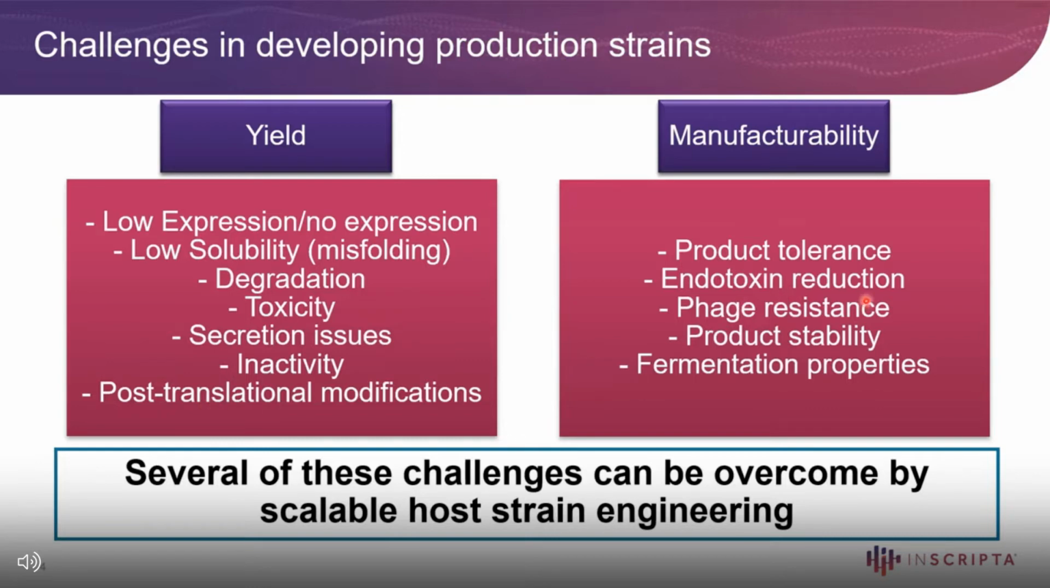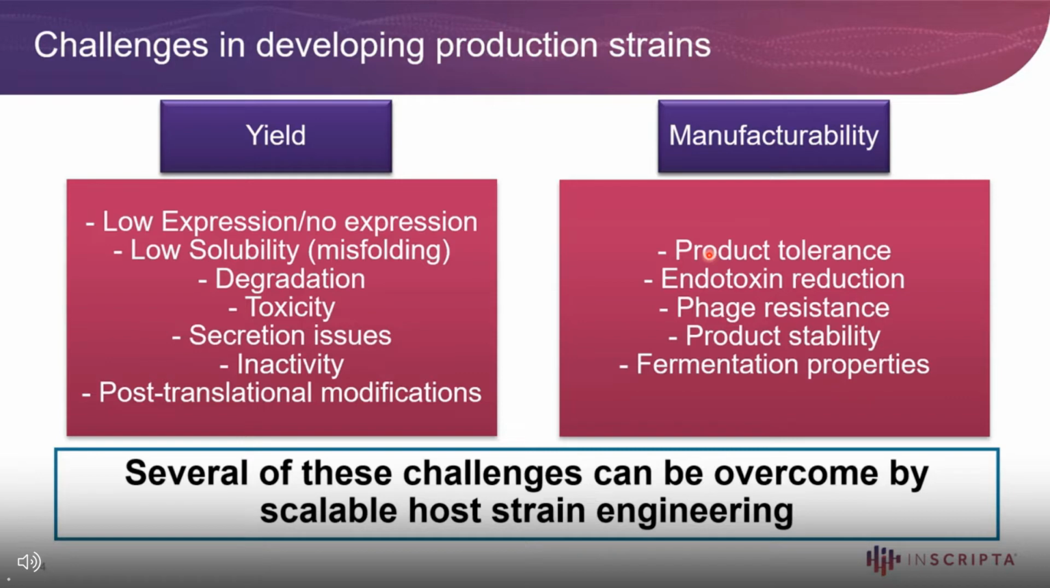On the other side, you have things that are related more towards manufacturability. Yield is important, but it's not everything for manufacturing. You have to have a production strain that is tolerant to the product, whether it be some sort of enzyme or a small molecule. If you're working with bacteria, you care about endotoxin levels in that final product. This is particularly important in the biopharma space or in the food area, so you might want to develop strains that have lower endotoxin levels. Again, for bacteria, phage resistance, so phage contamination can be a huge problem that can basically destroy a production run.